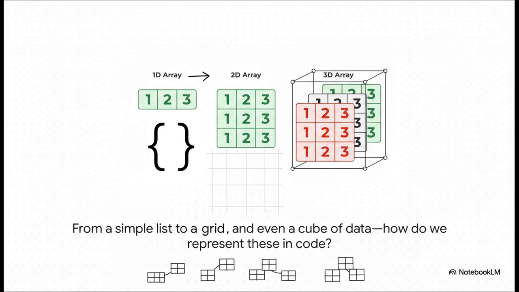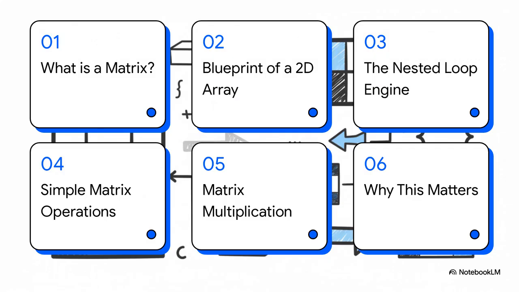Look, we all start out with simple one-dimensional arrays, right? It's just a list of things. But what happens when the data isn't a simple list? Think about a chessboard or a spreadsheet or even all the pixels on your screen. That's when you've got to level up. And that next level is the 2D array, which is the fundamental structure we use to build what we call a matrix.